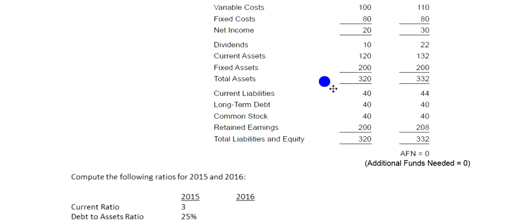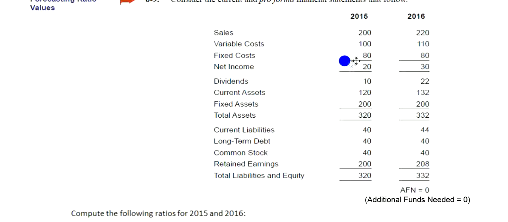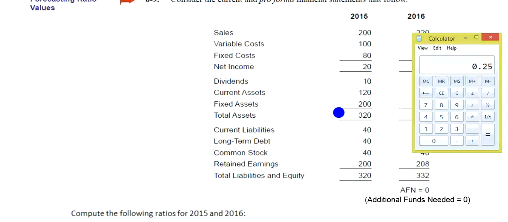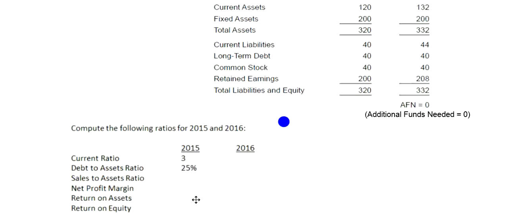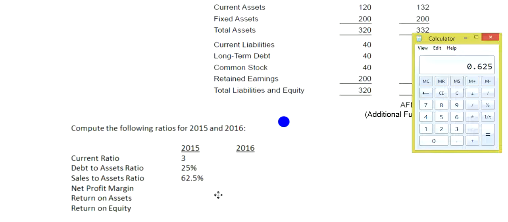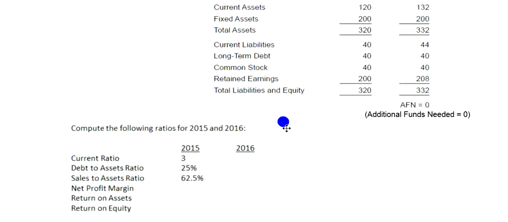So let's go back. Sales are 200 and total assets are 320. So sales to assets, 200 over 320. Let's just do that. Clear this and go 200 divided by 320 equals 62%. And let's see if we got that right. We did, 62.5% actually. Sorry. Yeah, 62.5%, so far so good.